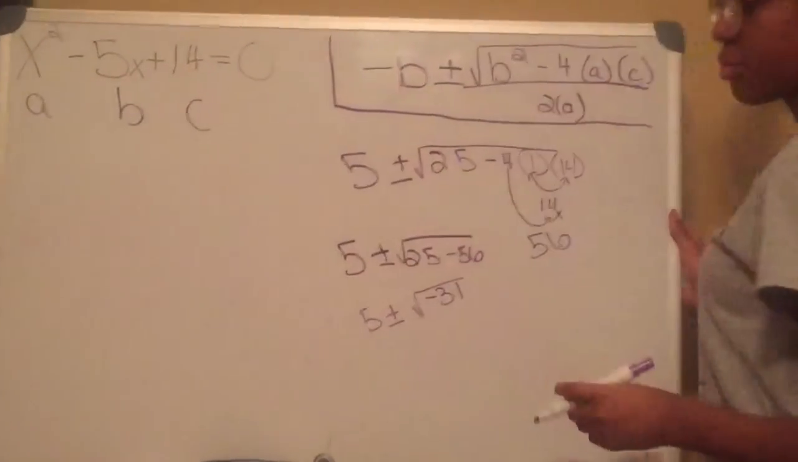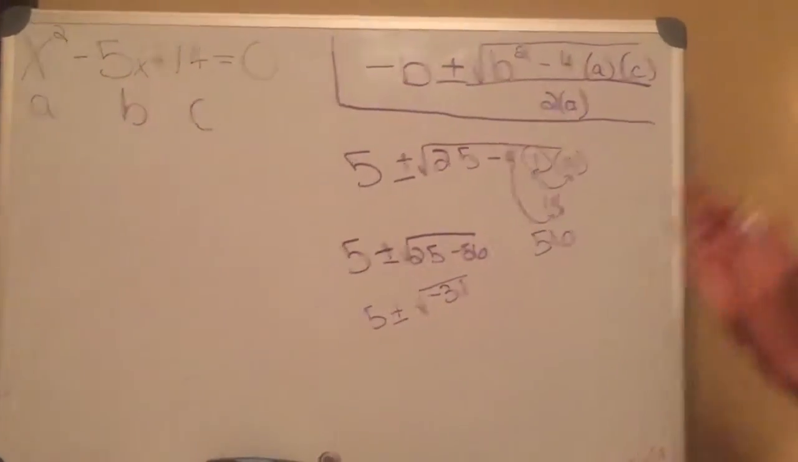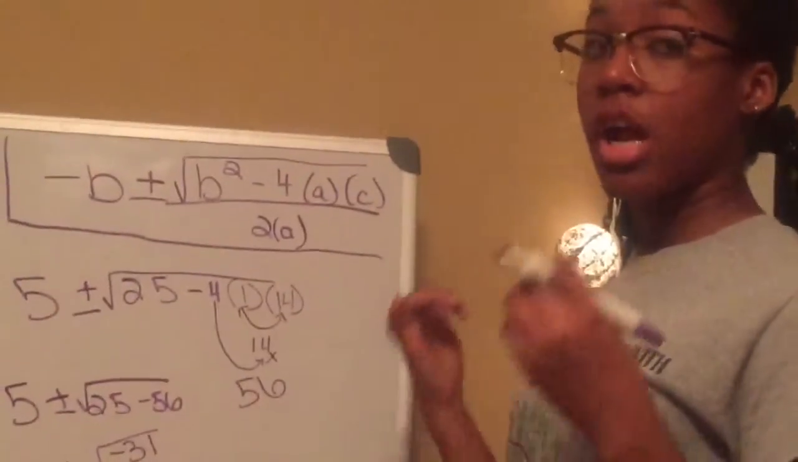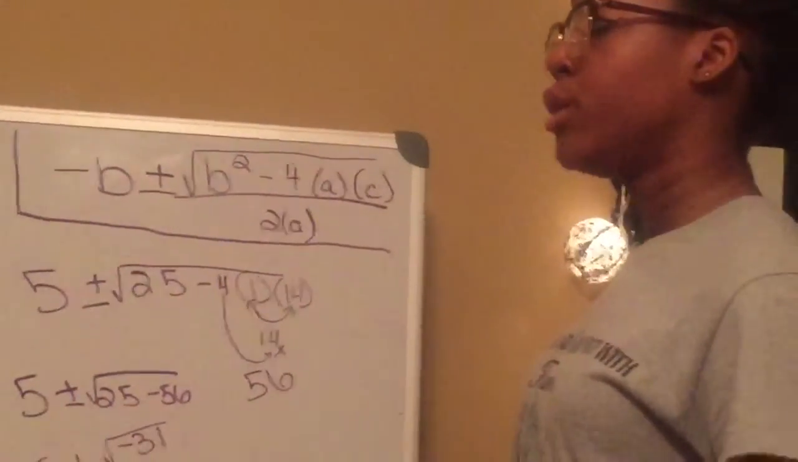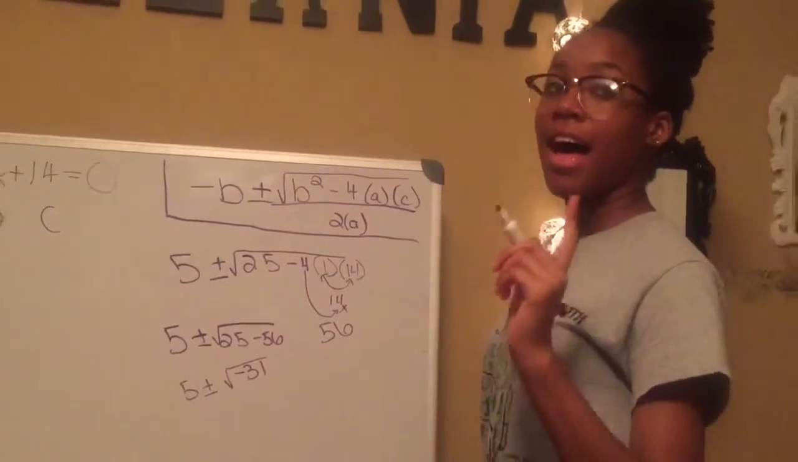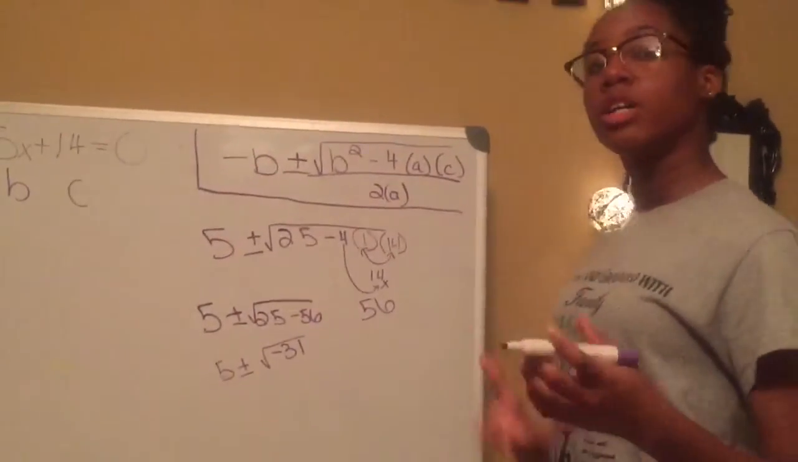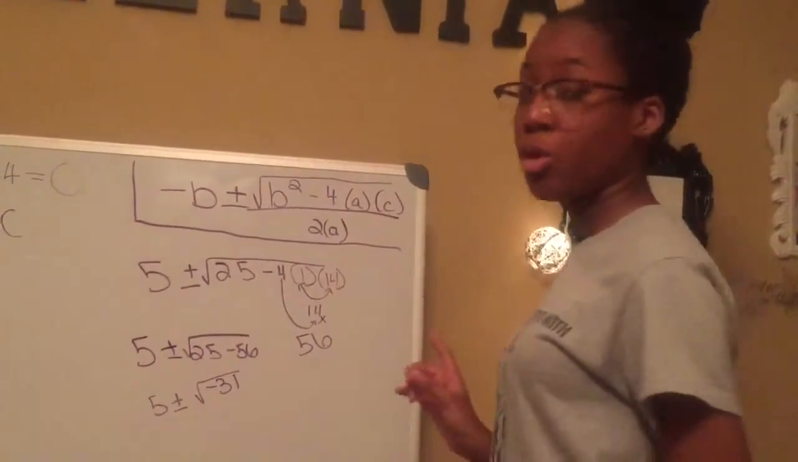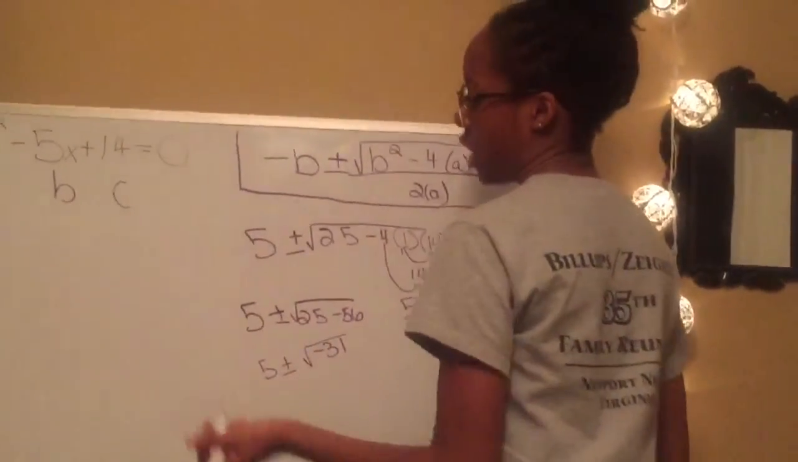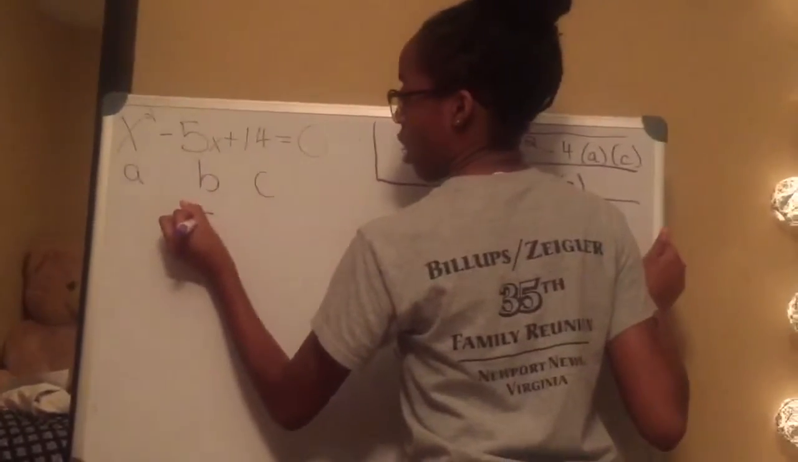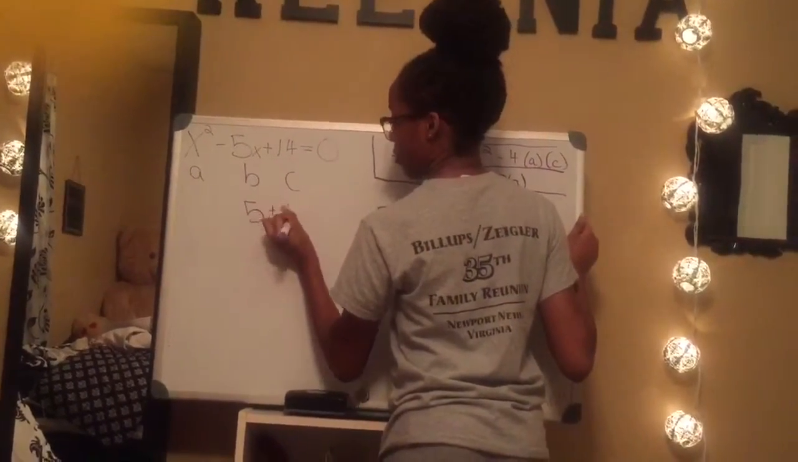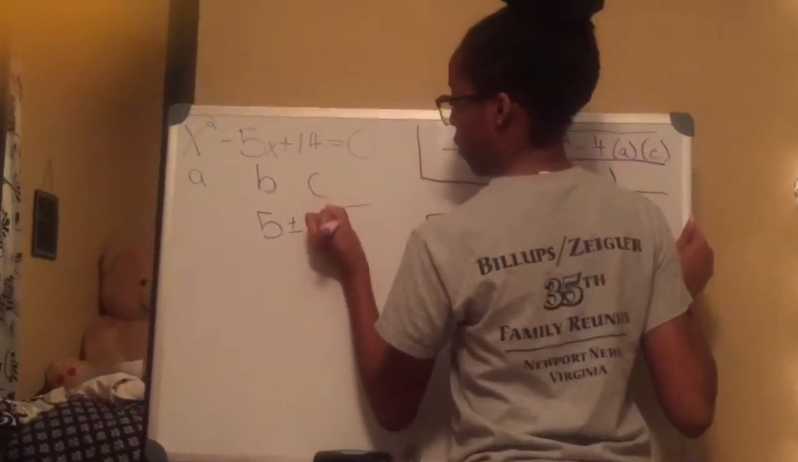Plus or minus. Because you cannot under any circumstances have a negative under a square root sign, we're going to use our special letter i. When you have a negative under a square root, you use i to take it out to make it a usual square root. So we're going to put it over here: 5 plus or minus i square root of 31.